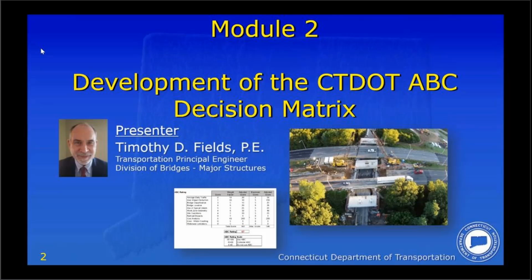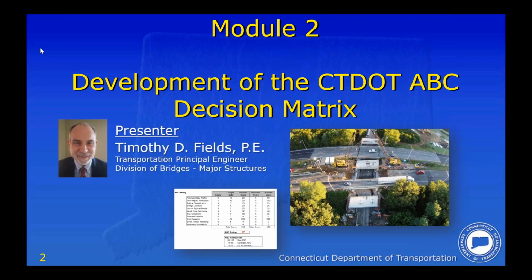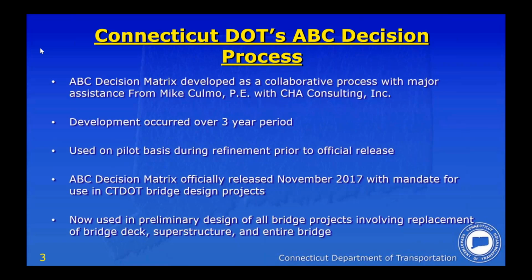Okay. This Module 2 is about the development of our CTDOT ABC Decision Matrix. It was developed over about a 3-year period. We didn't rush this, it could have been done a lot quicker, from about 2014 to its release in 2017. It was developed as a collaborative process with major assistance from Mike Cuomo with CHA Associates.